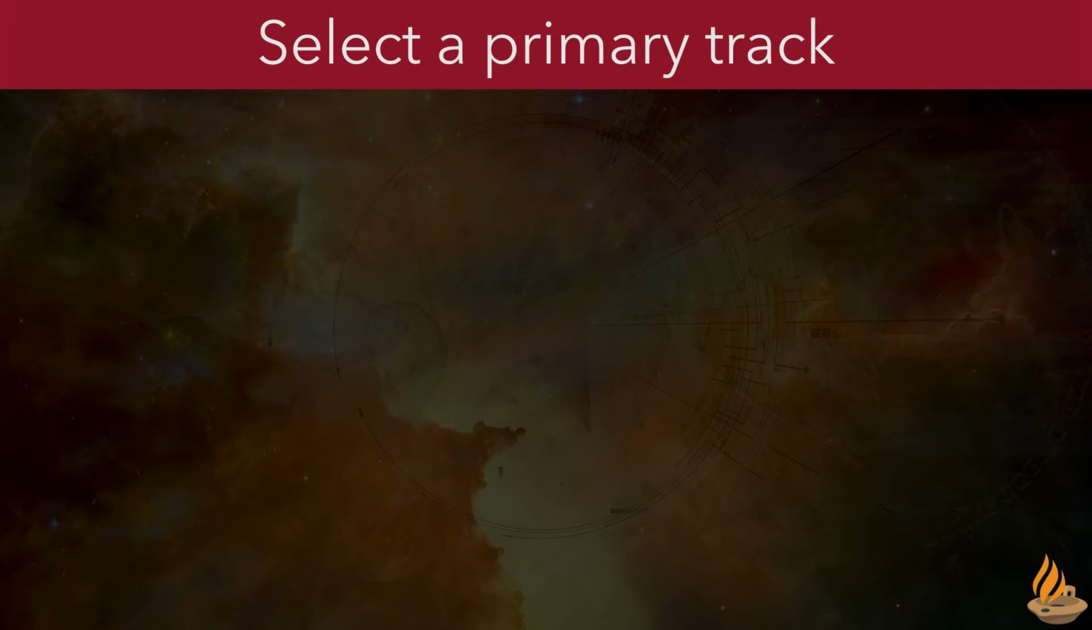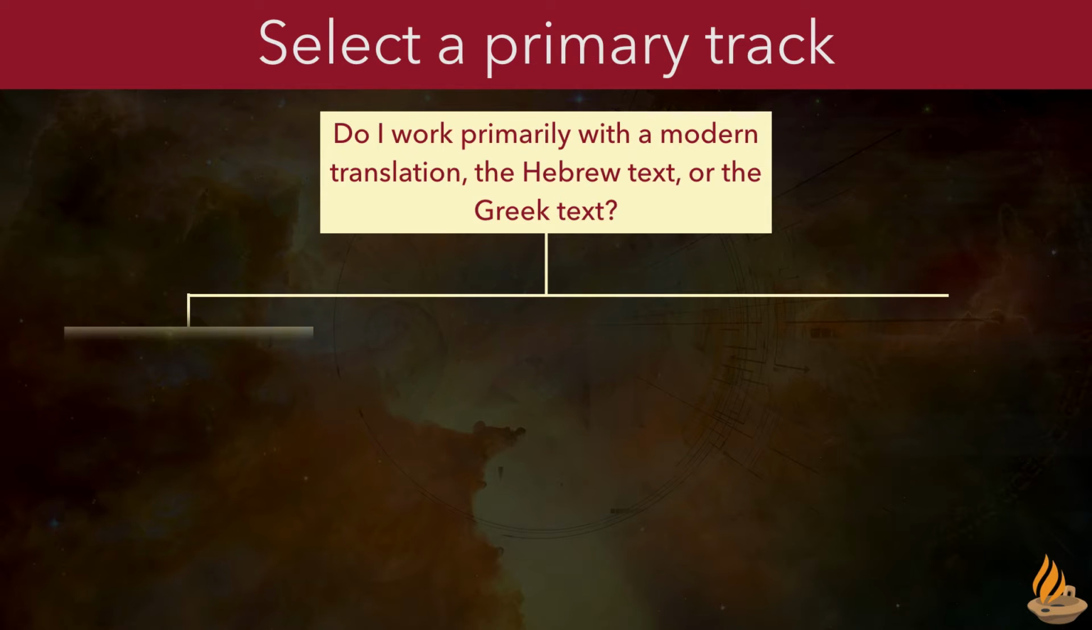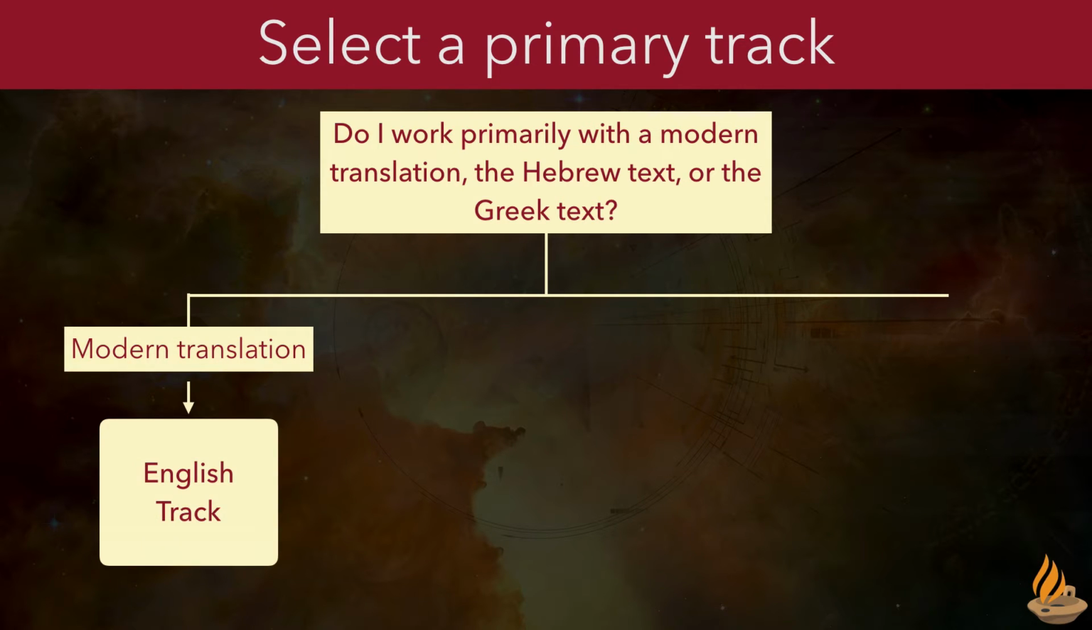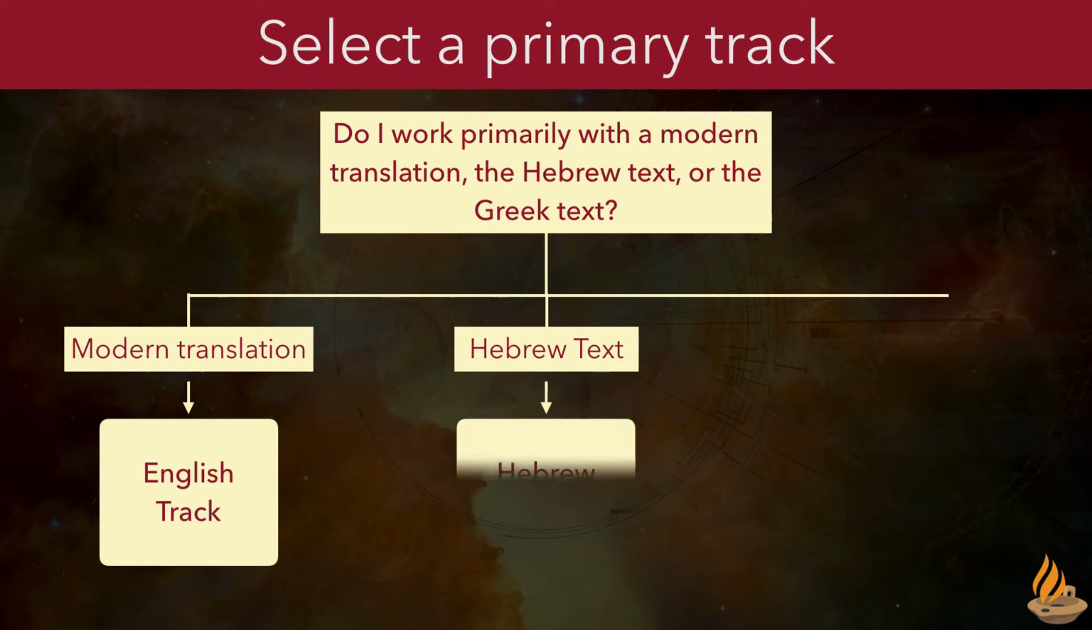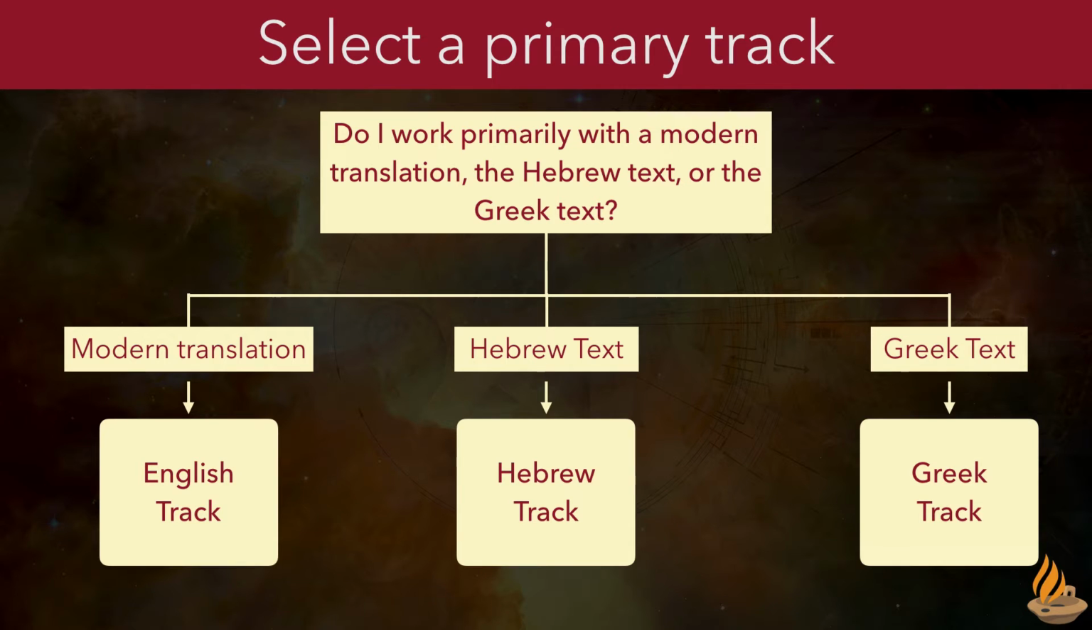First, select a primary track. The question we have to ask ourselves is, do I work primarily with a modern translation, the Hebrew text, or the Greek text? If it's a modern Bible translation, choose the English track. If it's the Hebrew text, choose the Hebrew track. And if it's the Greek text, choose the Greek track. This part should be pretty straightforward.